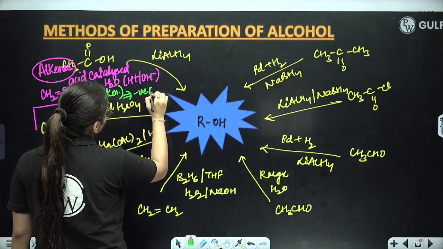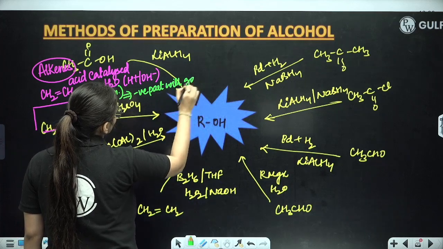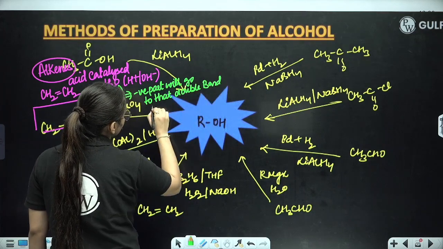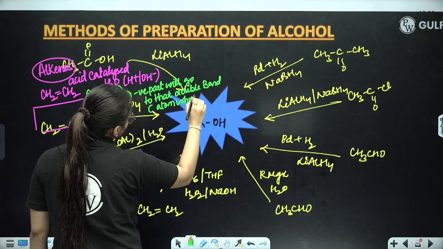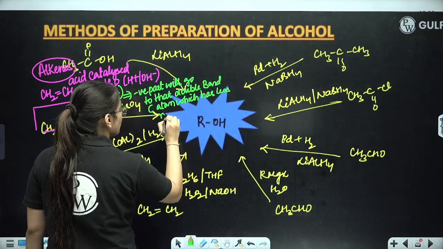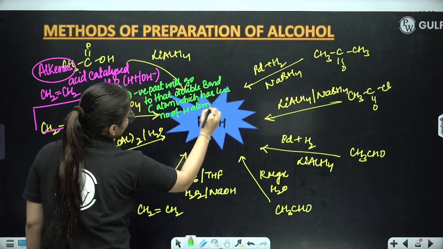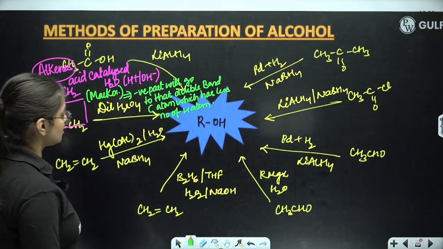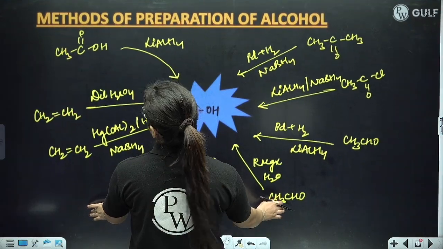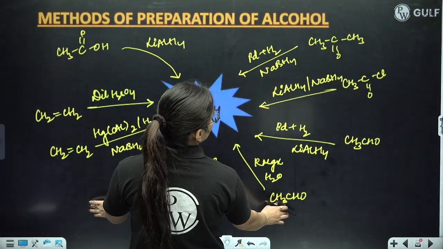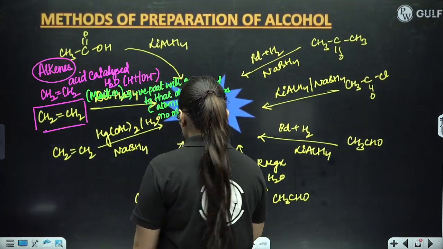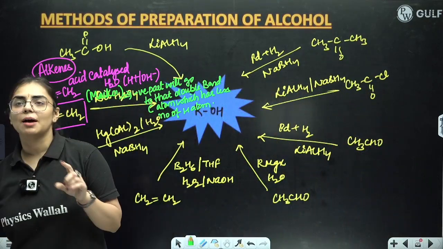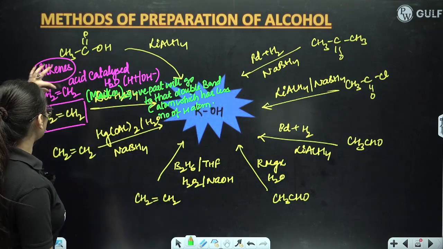Markovnikov rule says that the negative part will go to that double bond carbon atom which has less number of hydrogen atoms. So when I'm talking about the Markovnikov rule, the negative part will move on to that doubly bonded carbon atom which has less number of hydrogen atoms. Hence, what will happen in this particular case?